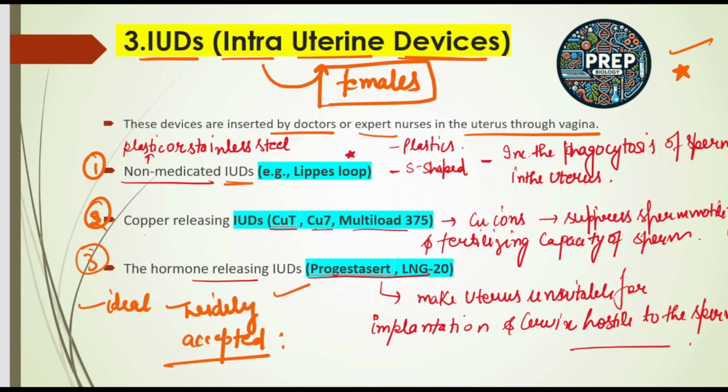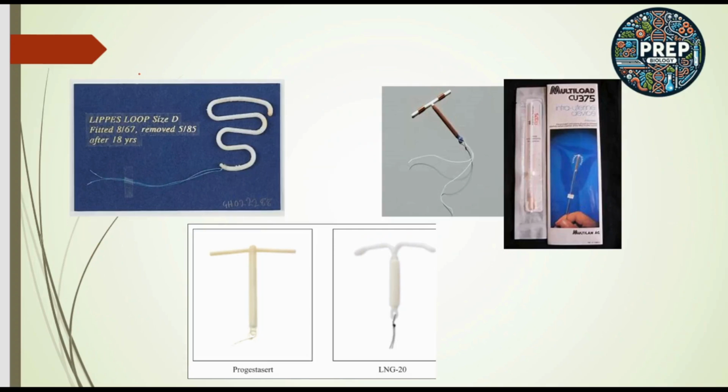Okay, so if we see the different pictures of IUDs, this is the Lippes loop, a double S-shaped structure. This is the Copper T shaped, covered with copper. And we have the Multiload 375 structure, which is somewhat similar to the Copper T, and we have the hormone releasing IUDs like LNG and progesterone. So all these IUDs are also important.